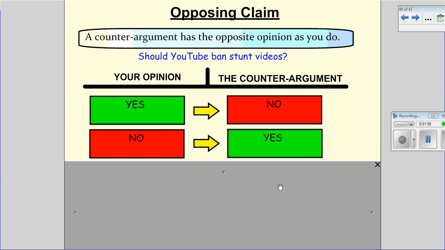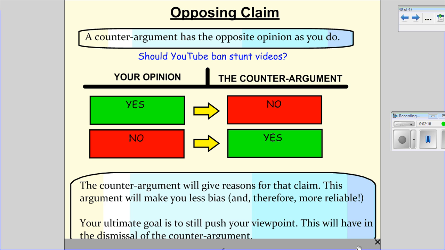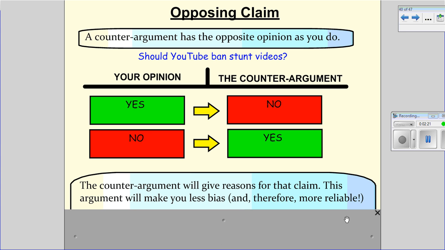On the other hand, you may have originally said no, YouTube should not ban stunt videos, and then your counter argument would be yes, YouTube should ban stunt videos. So your counter argument is always the opposite opinion of the one that you hold. When we look at the counter argument, it's going to give a reason for that claim. For example, if I believe that we should ban YouTube stunts, my counter argument is going to give a reason for why somebody might say no. This is going to help me be less biased and therefore more reliable.